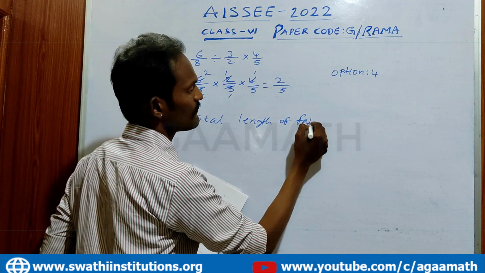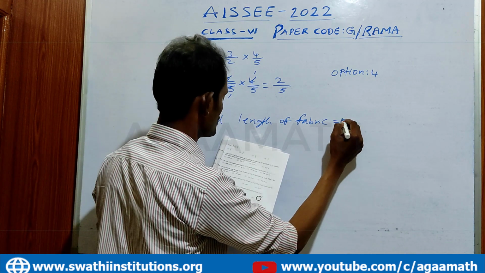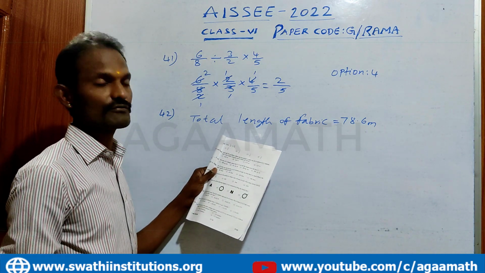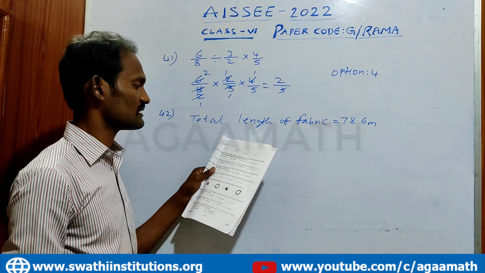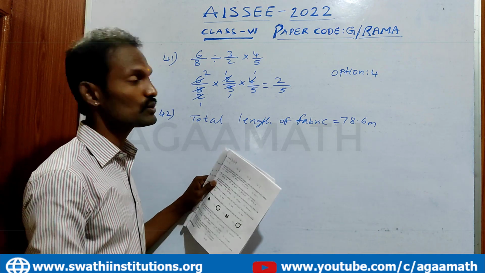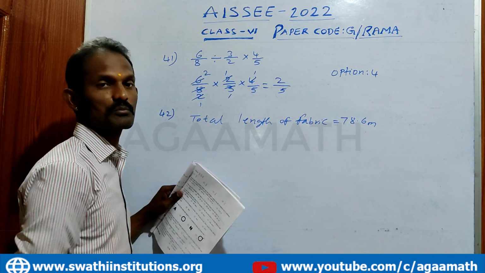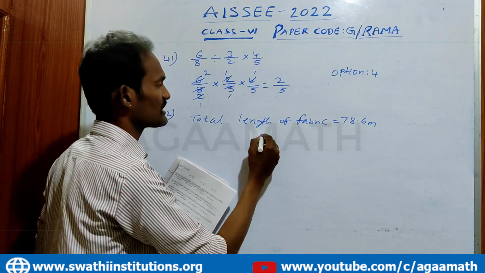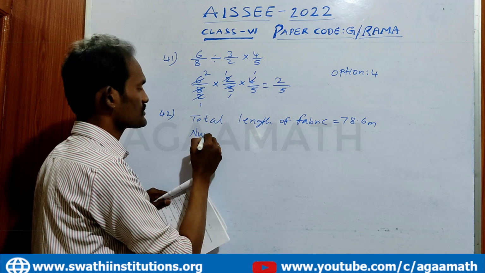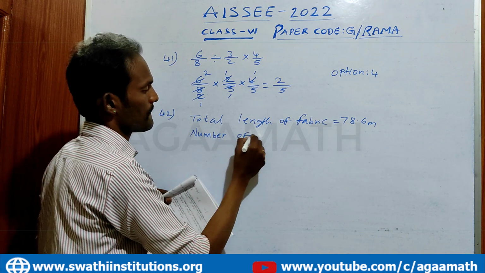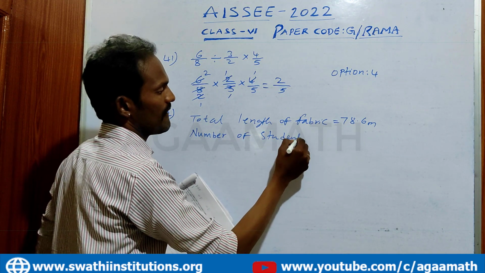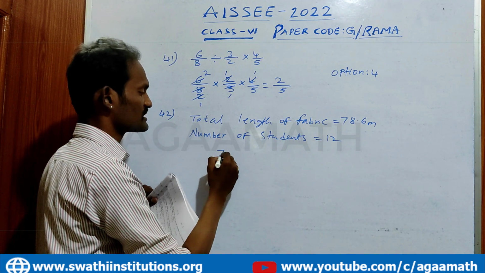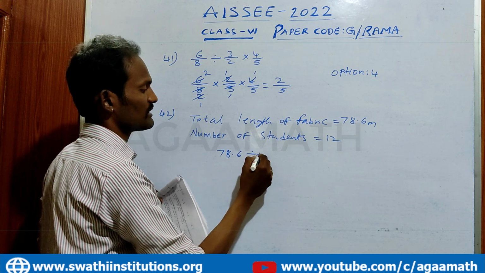So total length of fabric equals 78.6 meters. So how many sets of uniforms does he have to make for this? One set of uniform for 12 students means this total length should be divided among 12 members. That is, the number of students equals 12. So to divide, I just divide 78.6 divided by 12.